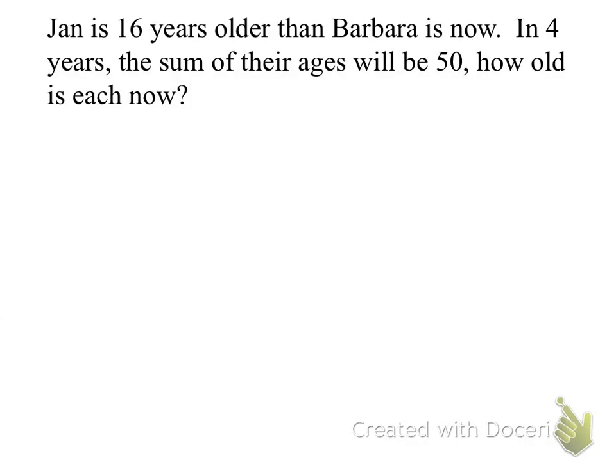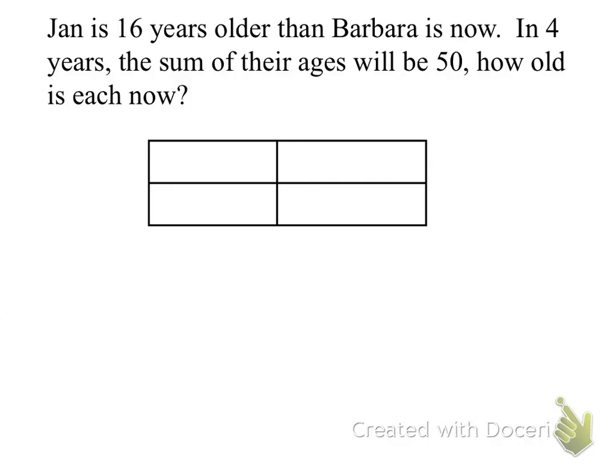Okay, this is 8-4, our age problems. So when we first read this problem, we find that we have two... I use the box to organize. The first thing we're going to do is look at what we are comparing, and whatever items we're comparing, we're going to list them on the left. So we're comparing Jan and Barb. And then we're also comparing their age.